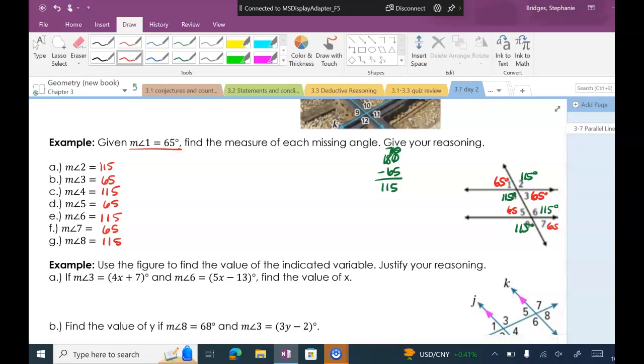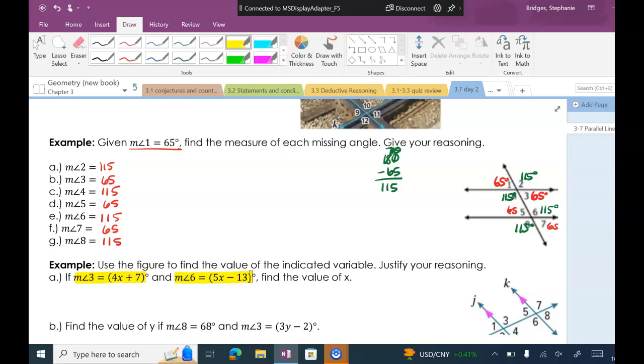Okay. The next example, we have to figure out what x is. So it says the measure of angle 3 is equal to 4x plus 7. And the measure of angle 6 is equal to 5x minus 13. I need to use those 2 angles to figure out what x is. You have to decide what kind of angles they are so that you know if they are congruent or if they are supplementary. So looking at your picture, look at angle 3 and angle 6.